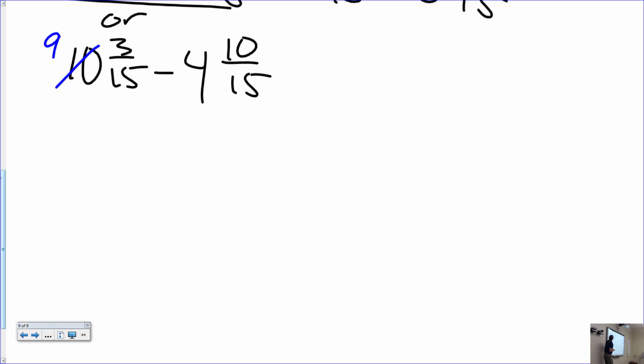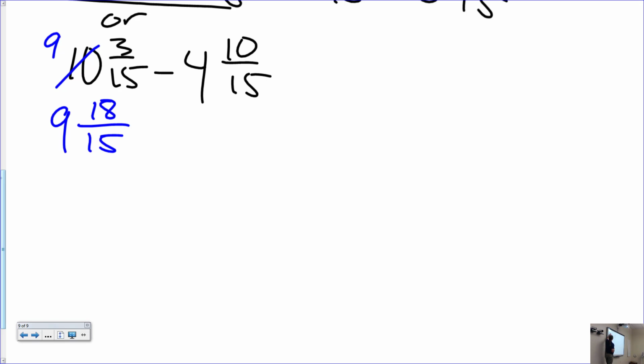Okay, good. Note, when you take 1 away from 10, technically 1 is the same as 15 over 15, right? So you're going to add that 1, 15 over 15, to 3 over 15. What's 3 over 15 plus 15 over 15? 9 and 18 fifteenths.